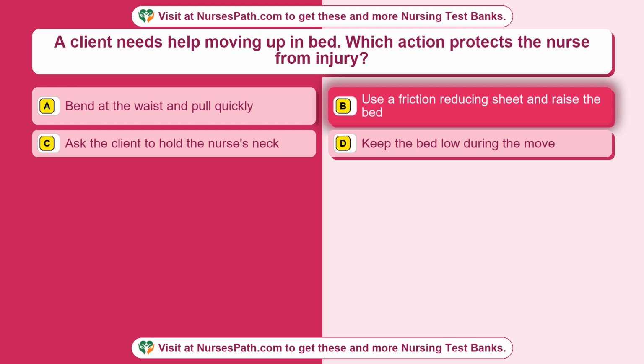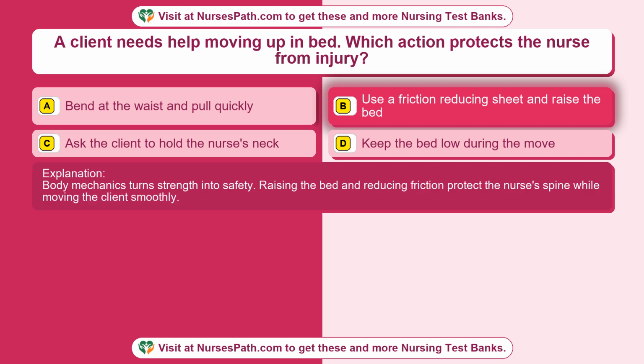The correct answer is option B. Use a friction reducing sheet and raise the bed. Body mechanics turn strength into safety. Raising the bed and reducing friction protect a nurse's spine while moving the client smoothly.